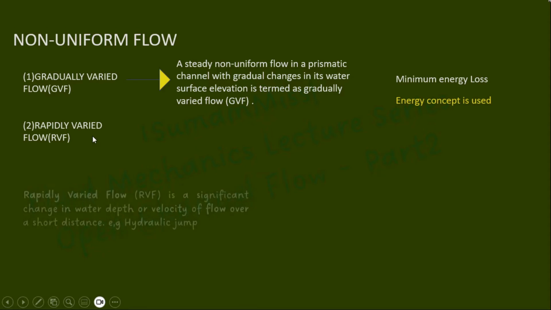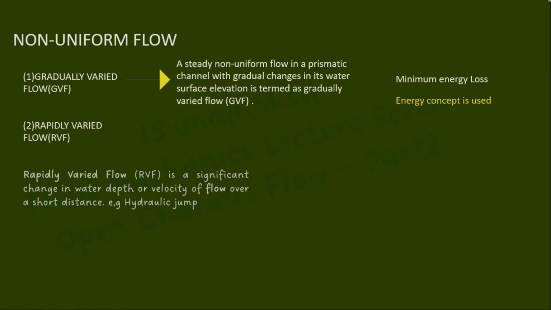In rapidly varied flow, flow characteristics like flow velocity and flow depth change rapidly for a short distance. One of the best examples is hydraulic jump. In hydraulic jump, flow depth as well as flow velocity changes suddenly over a short distance.